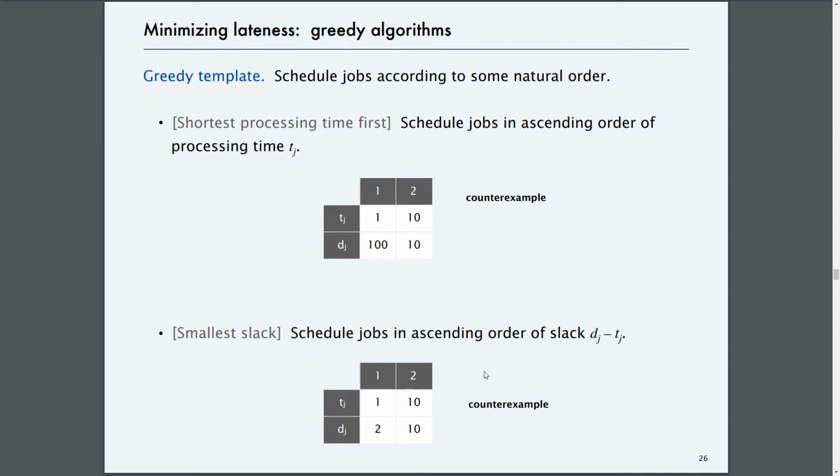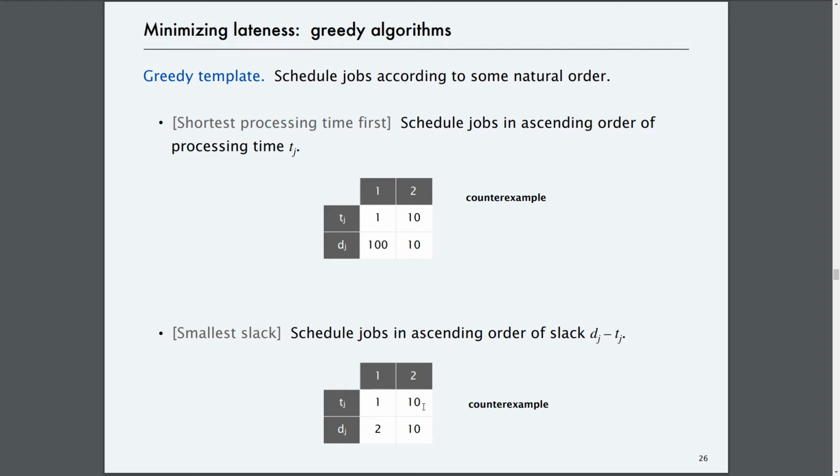For smallest slack, we have a counterexample where our first job takes time 1 to run and is due at time 2. And then we have the same as the last example. We have 10 and 10 for job 2. The slack for job 1 is 2 minus 1, so that's 1. And the slack for job 2 is 10 minus 10, which is 0. So first we'll do job 2.